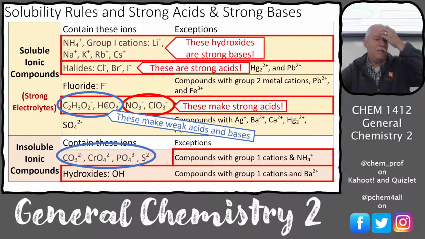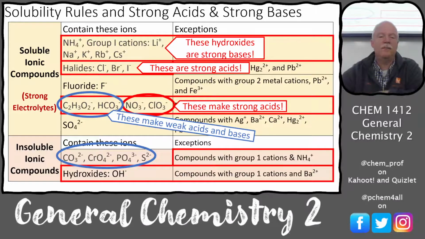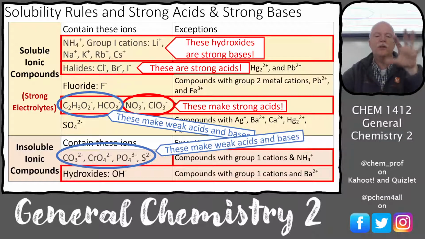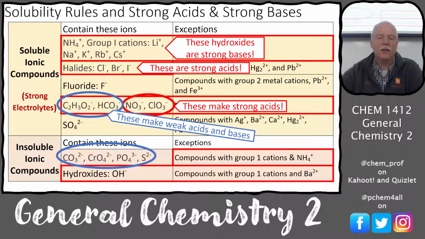Now down here we have these insoluble ionic compounds, and so if you put these in solution, they will behave as bases. They will pull protons off of water and make bases, but they're weak bases. If you put protons on them, they'll make weak acids. And then down here at the bottom, obviously the hydroxides. If you have hydroxides with anything that makes them soluble, like the group 1 cations, then they're going to be strong bases.